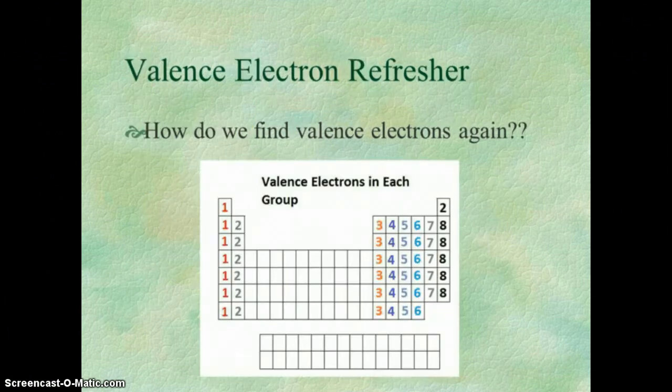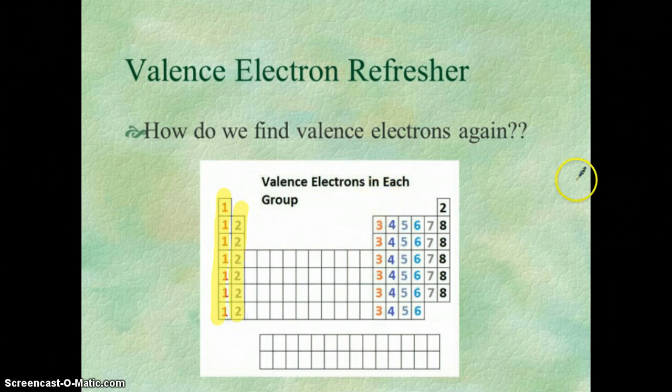Okay, so just a little refresher. This isn't in your notes. You don't need to write this down. But if you remember, how do we find valence electrons? If you look here, we use the group number. Group 1 has 1 valence electron, group 2 has 2, and then we skip over to 13.